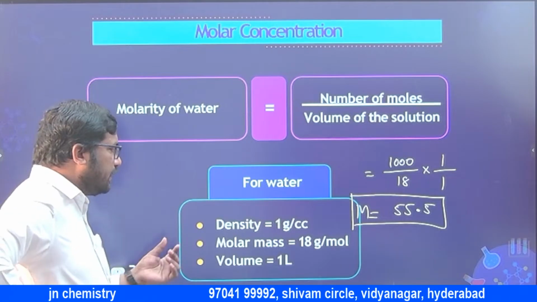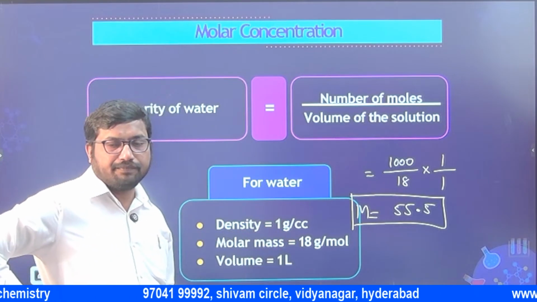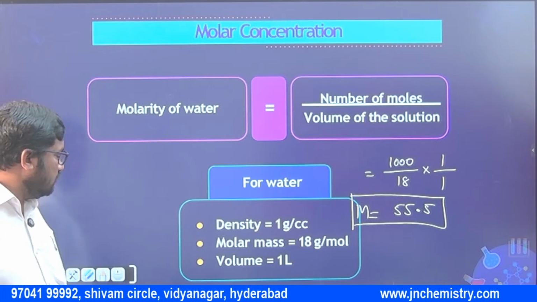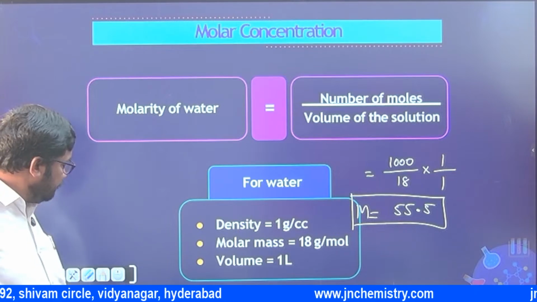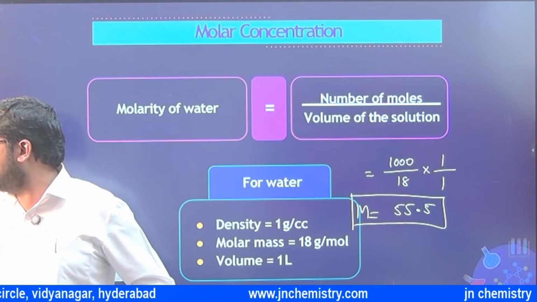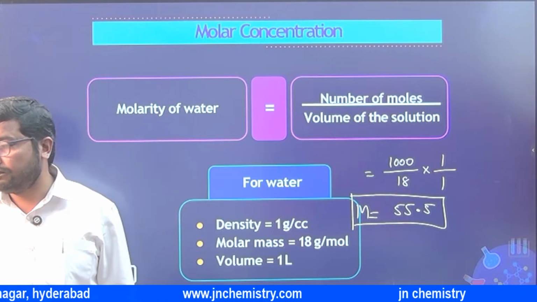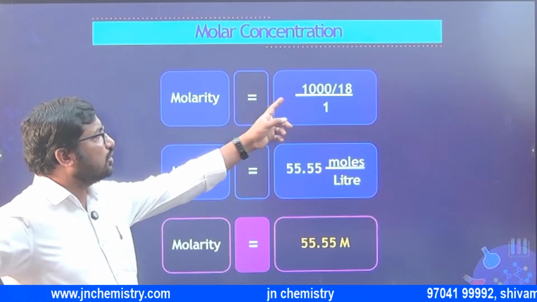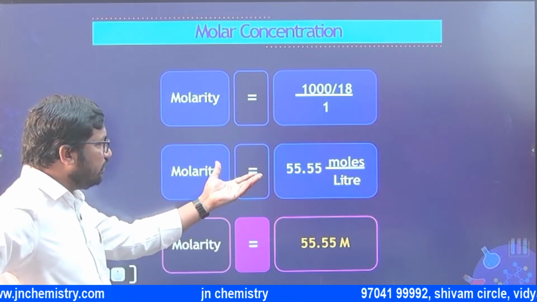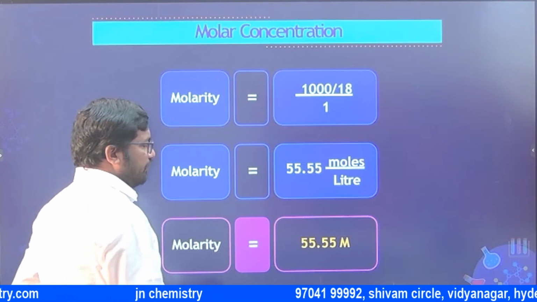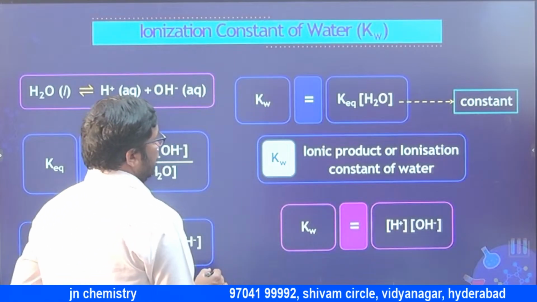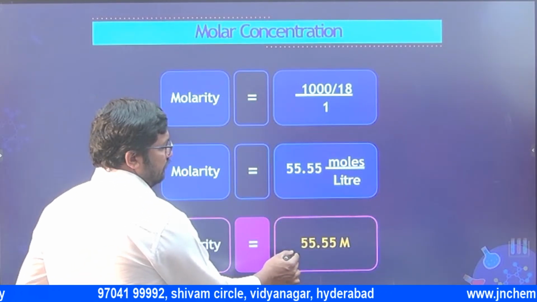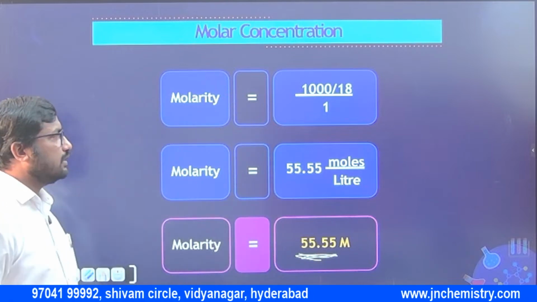Because we consider the density of water as 1 gram per ml, molarity is equal to 1000 by 18 into 1. So I already gave you 55.5 mole per liter. 55, double five, double five. So we need to remember that.